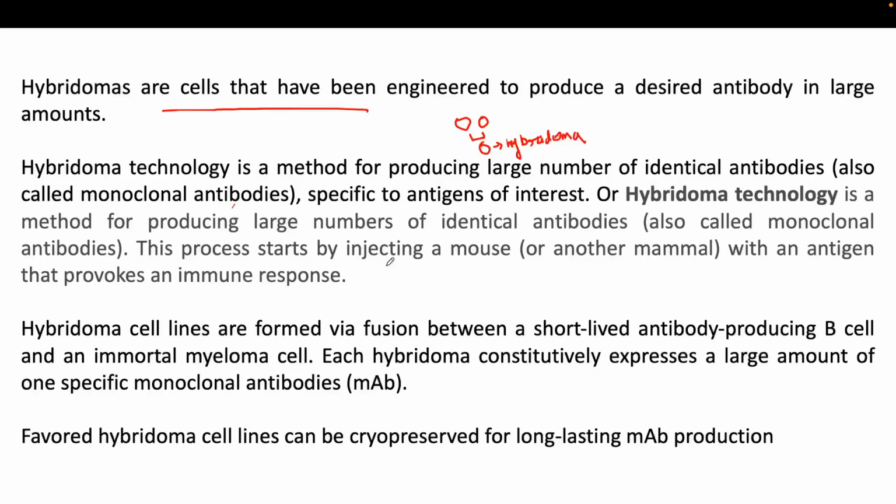Hybridoma cell lines are formed via the fusion between a short-lived antibody-producing B cell and an immortal myeloma cell, and each hybridoma constitutively expresses a large amount of the specific monoclonal antibody.